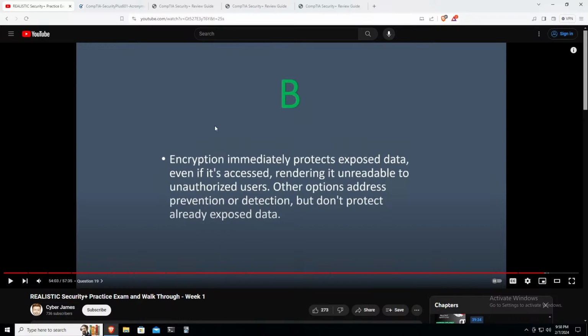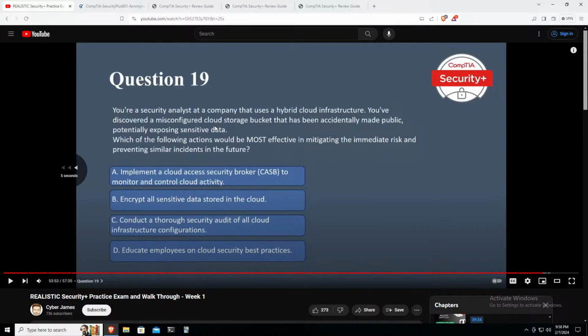Encryption immediately protects the exposed data, even if accessed, by rendering it unreadable to unauthorized users. Other options address prevention or detection, but do not protect already exposed data.